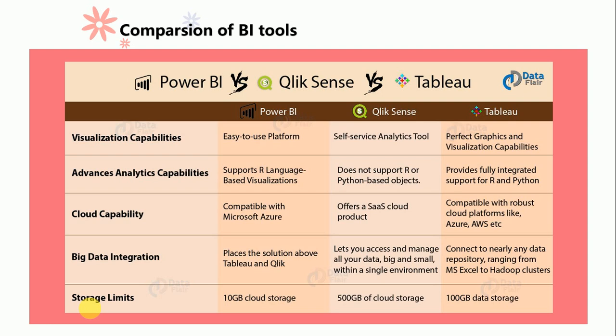So when we are creating a visualization in Power BI, we can integrate an R script in it and create a visualization. ClickSense doesn't allow it, whereas in Tableau, while you are creating a visualization, you can integrate either an R script or a Python script in it, and you can do lots of statistical algorithms, predictive modeling, clustering, anything as such using R and Python integration in Tableau, and you can create visualizations based on that.